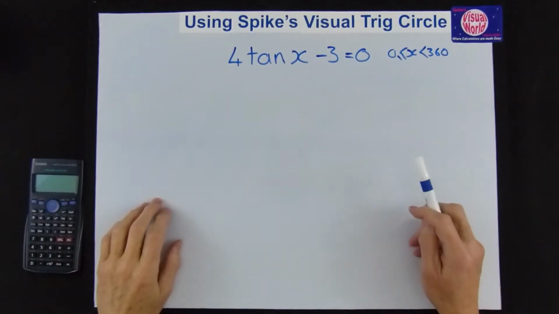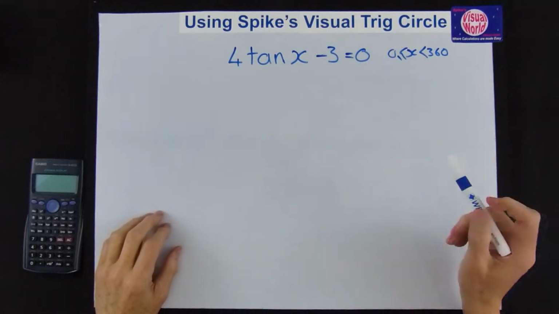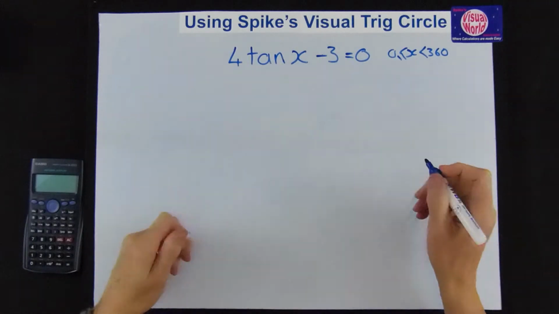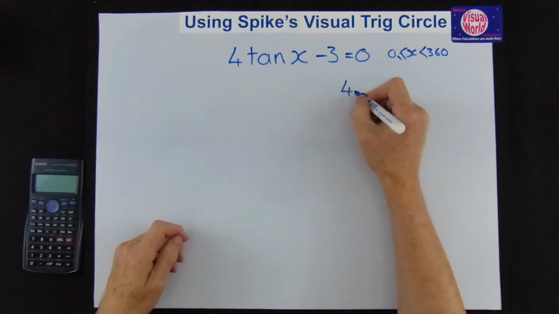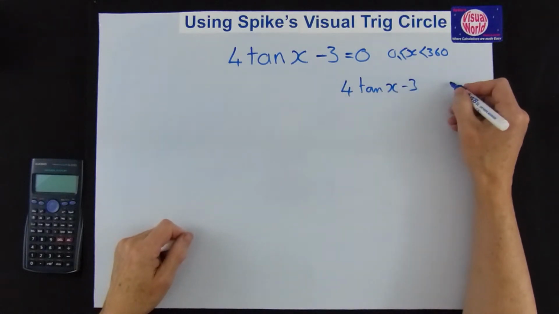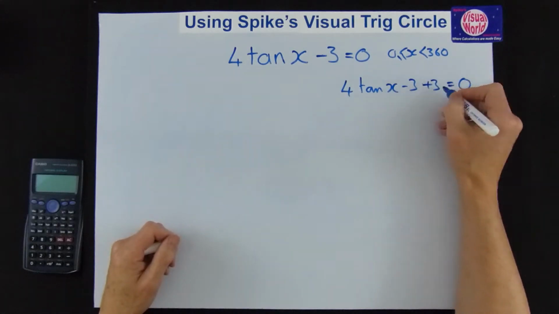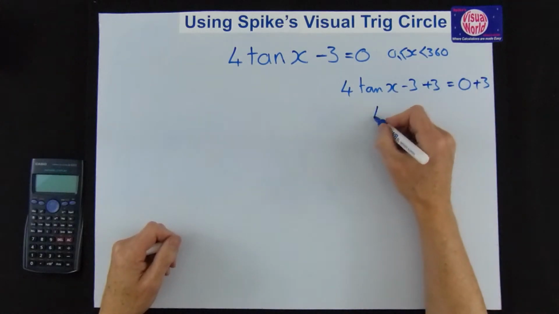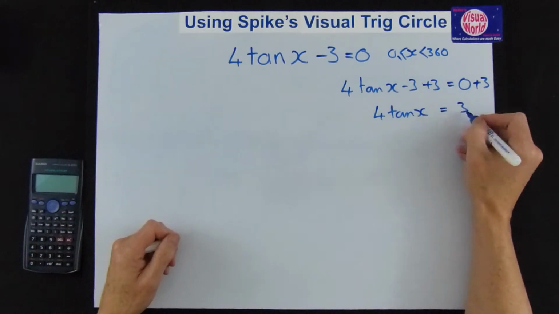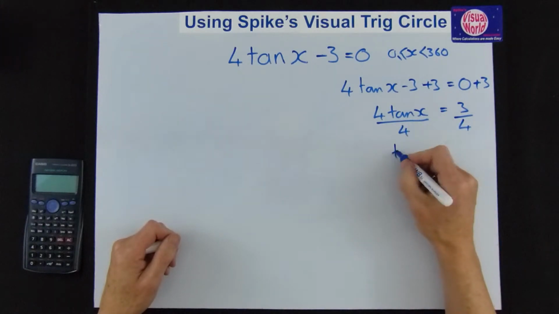In this video I'll show you how to solve equations involving tan using my visual trig circle. As usual, we just start by pretending the tan x is x and solving for that. So we get 4 tan x minus 3 equals 0, leaving space for working. Add the 3 to both sides and we have 4 tan x equals 3, divide by the 4, and we get tan x.